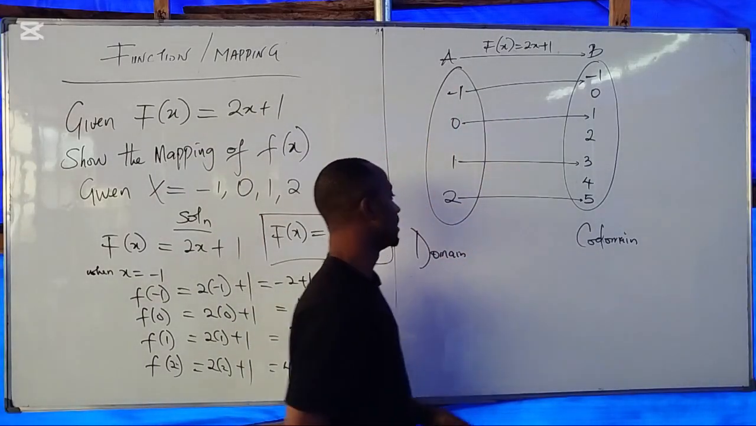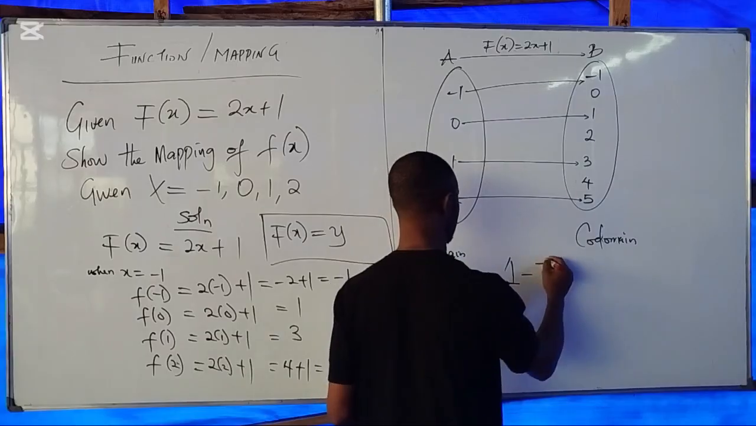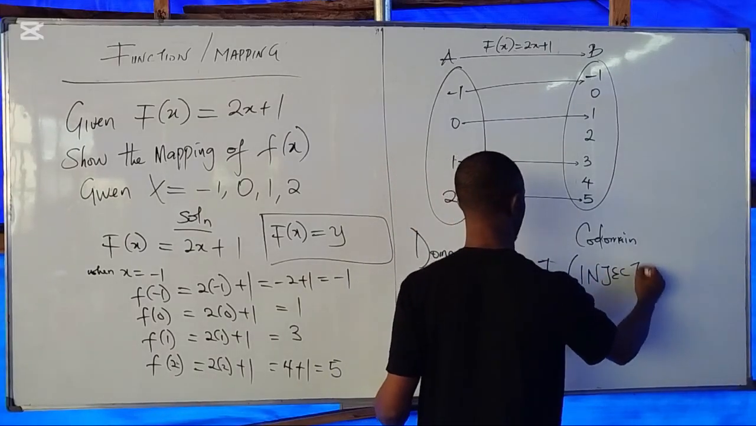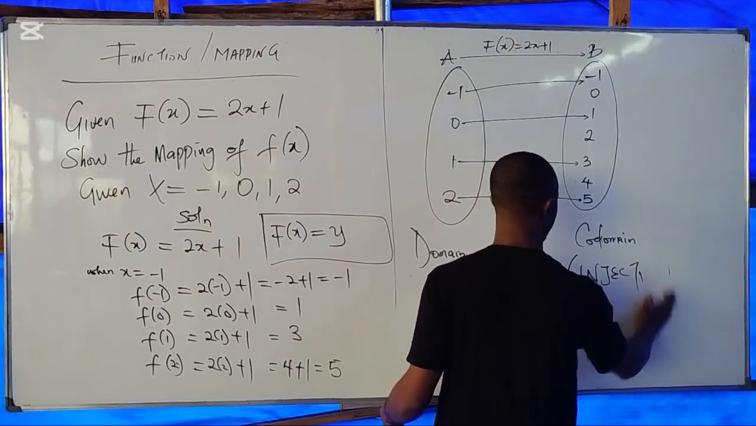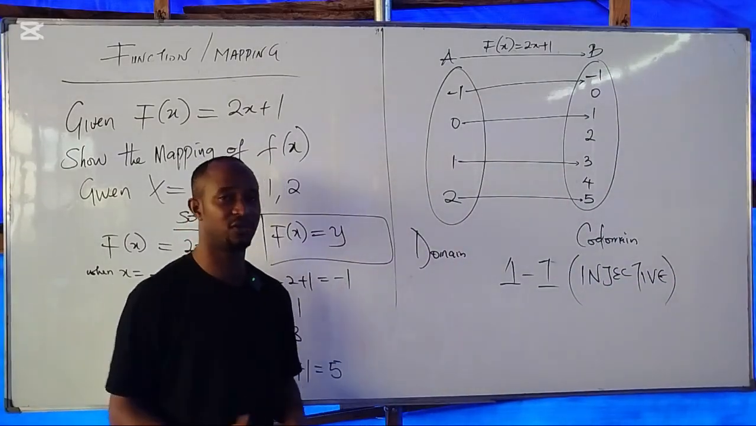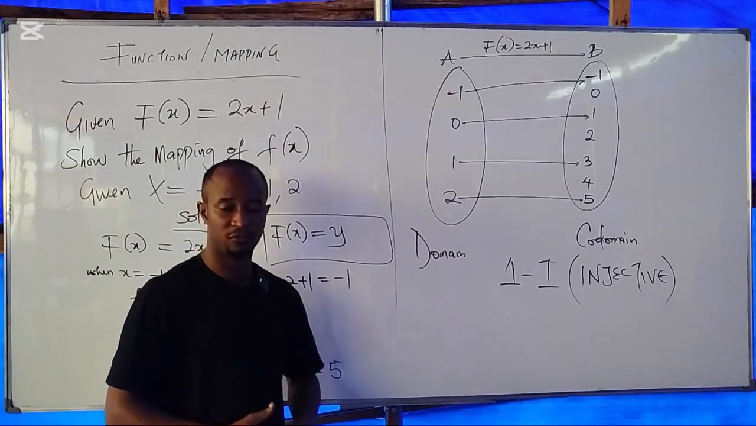Are you following? Now, before we go into the onto function, don't forget that we say that one-to-one is also called the injective function. One-to-one is also called the injective function. And let's look at the second type of function, which is the onto function.